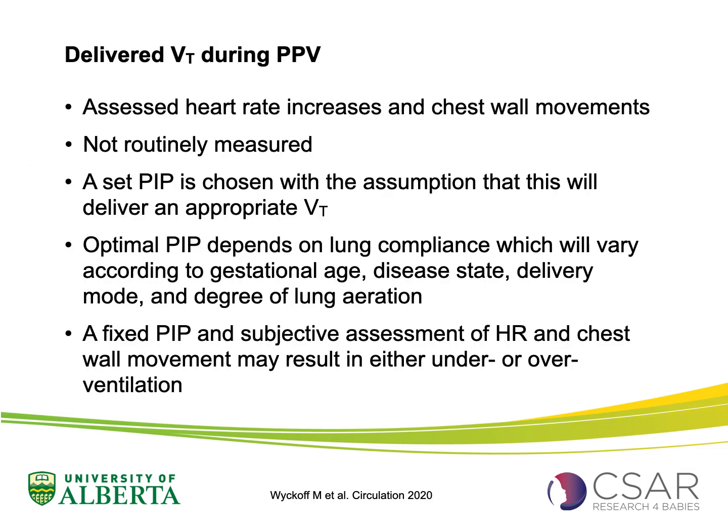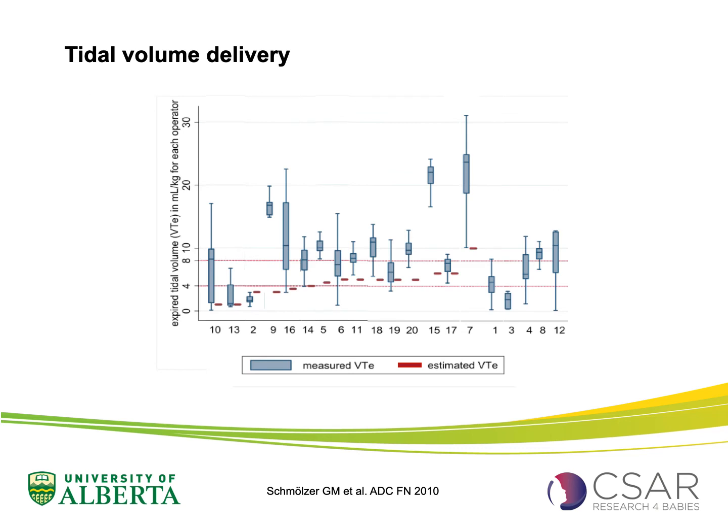Good. Now, delivery of the tidal volume during positive pressure ventilation. We said we assess heart rate increases, which is the most reliable, and then we have chest wall movements. We're not routinely monitoring the tidal volume we deliver. We use a set PIP, with the assumption it will deliver an appropriate tidal volume. The optimal PIP will depend on lung compliance, which varies for many different reasons. If you use a fixed PIP and then subjectively assess heart rate changes as well as chest wall movements, you might under or over ventilate. And you've seen this slide before, where you can see that the tidal volume delivery is quite variable.